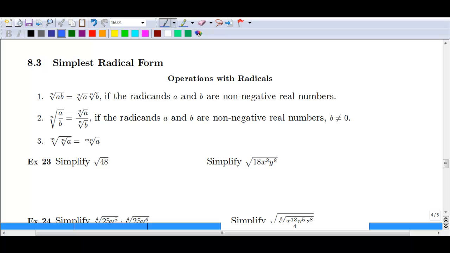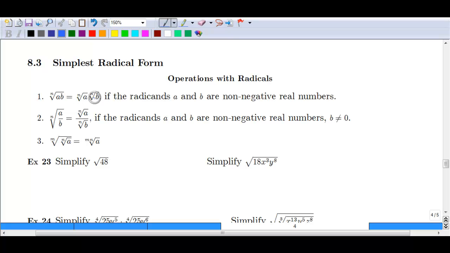If we look at, for instance, two things multiplied together within a radical, we can split those up into their respective pieces and take the root of each. This can work both ways. So sometimes we have a perfect square and we want to factor that out and take its root and then have the remainder of what is not a perfect square left under the radical.